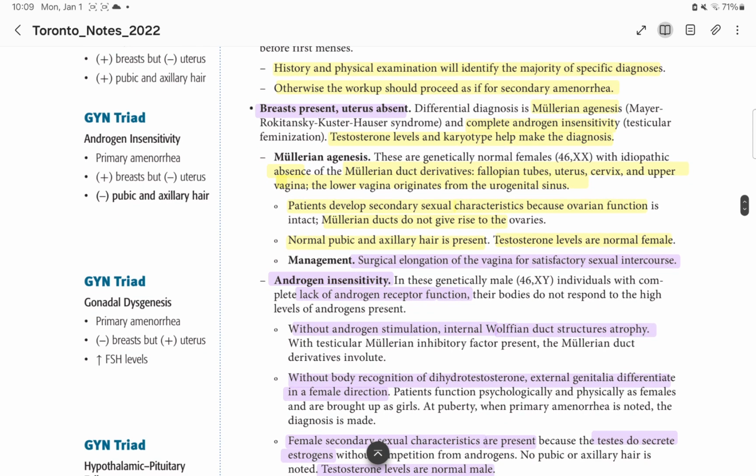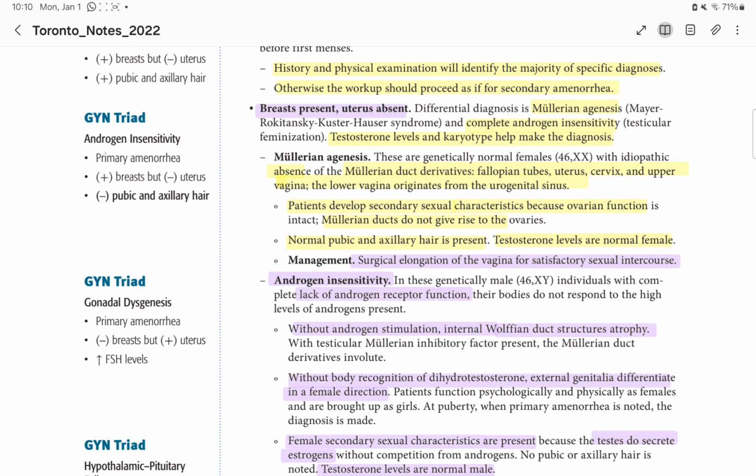Okay, Mullerian agenesis. So as we said, Mullerian duct derivatives are the fallopian tube, uterus, cervix, and upper vagina. The lower vagina originates from the urogenital sinus. That's why it's not included. The patient develops secondary sexual characteristics because ovarian function is intact. Mullerian ducts do not give rise to the ovaries, so the ovary is present. There's no problem with the ovaries.